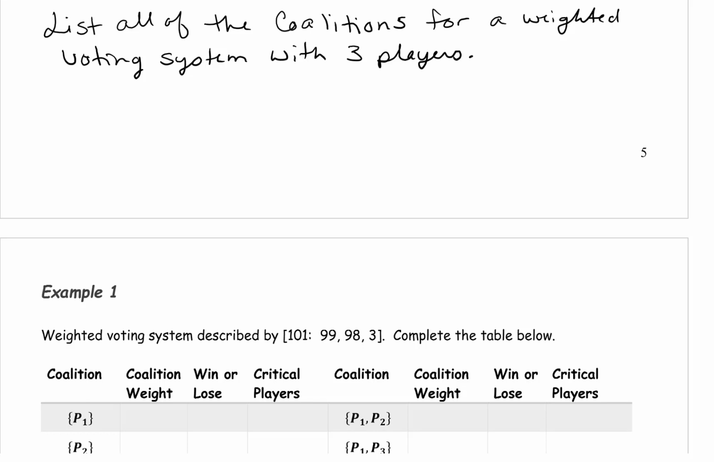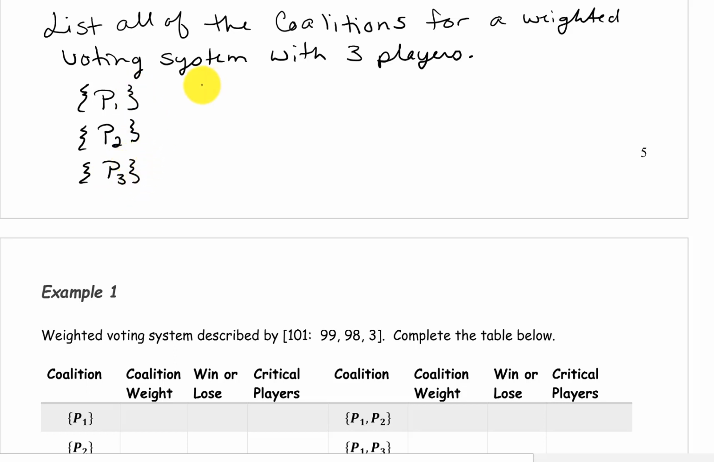In this example, we're going to start off by listing all of the coalitions for a weighted voting system with 3 players. The first thing that you want to do is list all of the coalitions that only have 1 player. Our first coalition then would have player 1 in it. The next coalition would be player 2 by themselves, and then player 3 also alone.